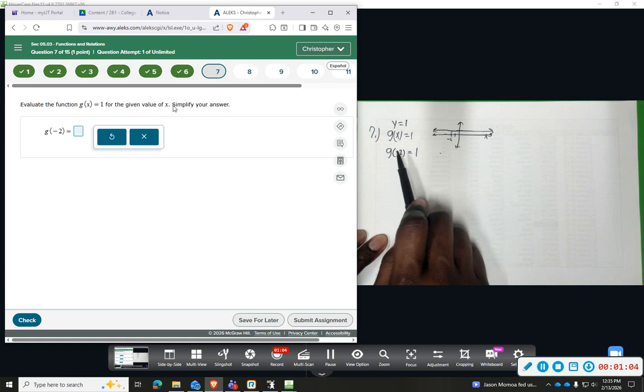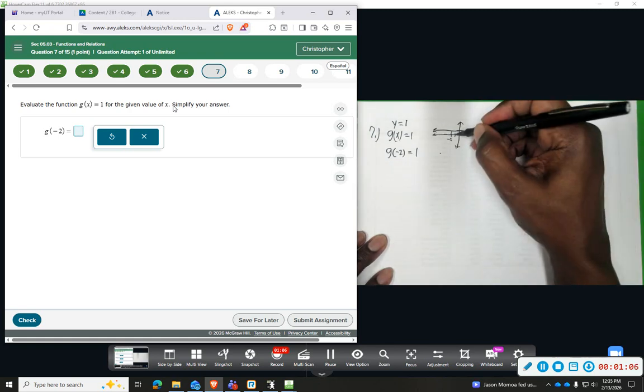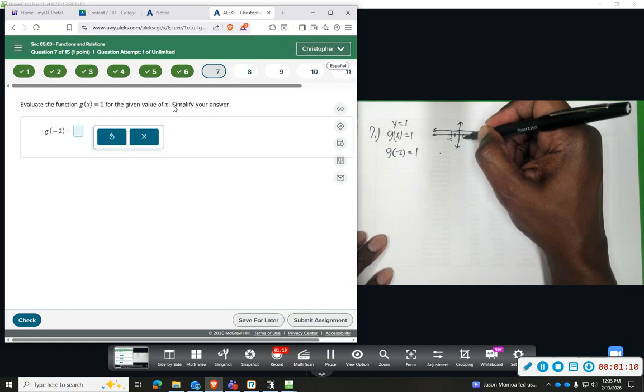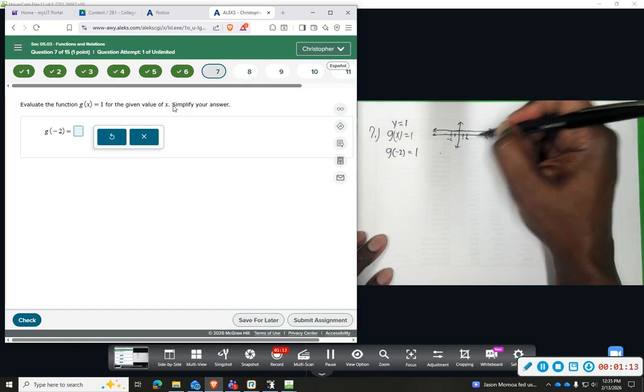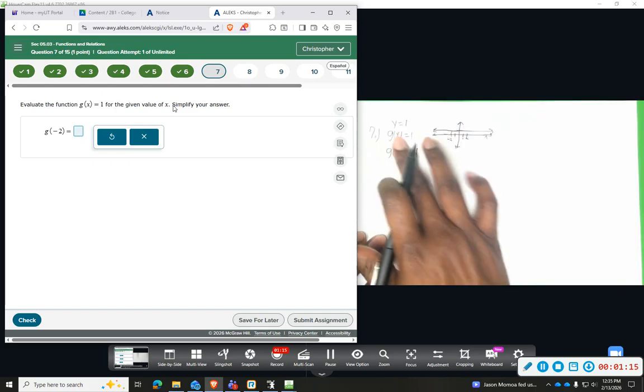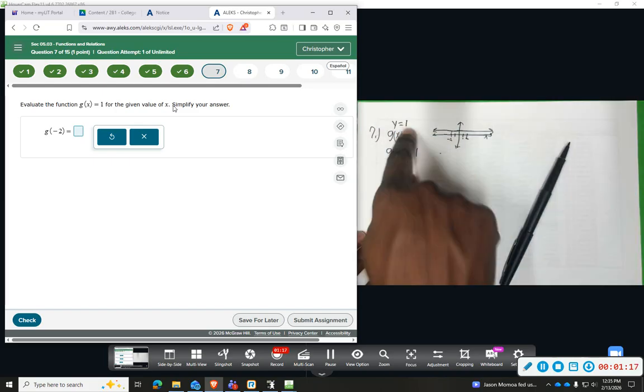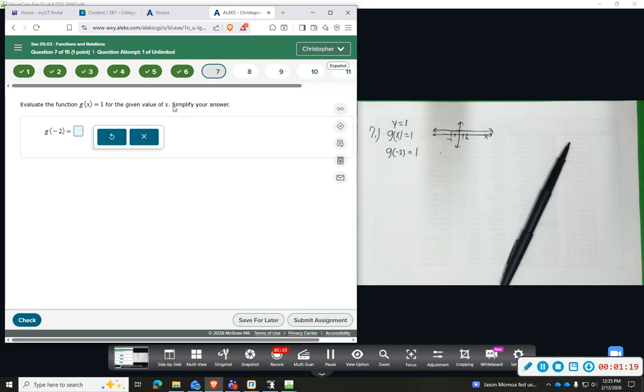You just need to know that everywhere on this graph y is 1. So it doesn't matter what value of x we plug in. When x is -1, y is 1. When x is 0, y is 1. When x is 1, y is 1. X is 2, y is 1. X is 10, y is 1. Along this whole thing, this graph is just saying the y value is 1.